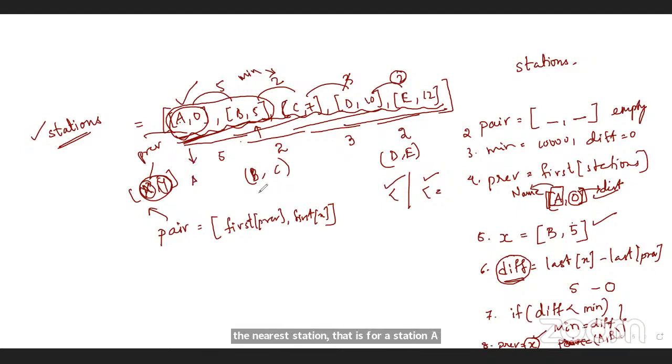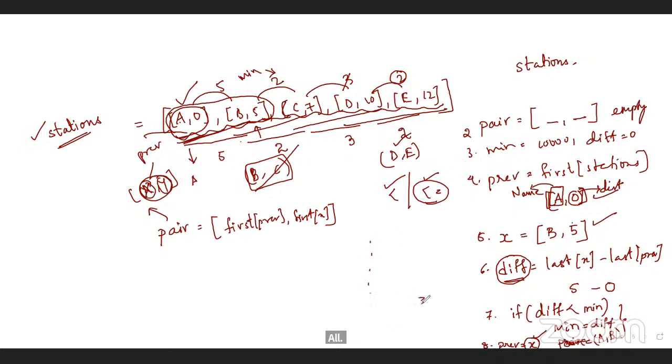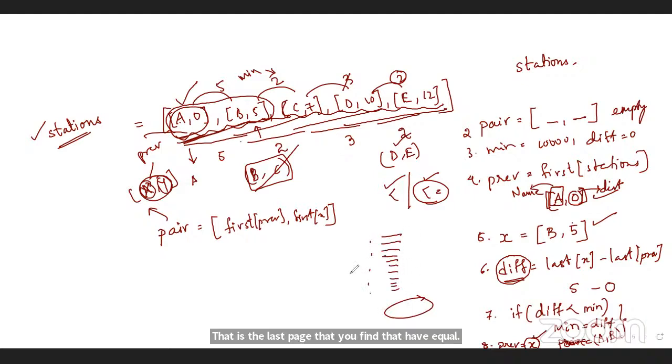Okay, ma'am. So if you change it to less than equal to, then it will happen that this pair will be deleted and this would be the answer. That is the last pair that you find that has equal distance. You're traversing the list of stations, right? Yes, ma'am. If you change it to less than equal to, then the last one in the list which has the minimum distance will be shown. But as per your question, you want the first one that matches so that they are closer to the starting station. Okay, ma'am.